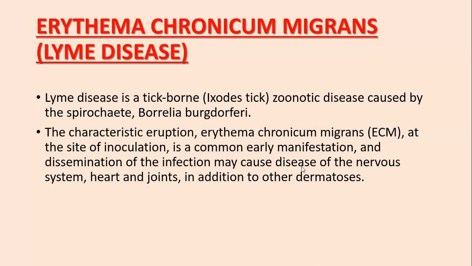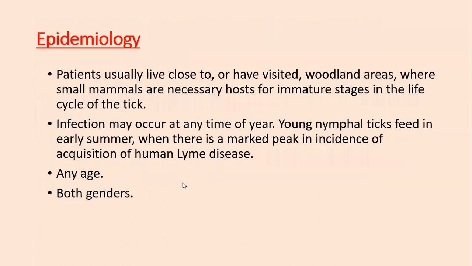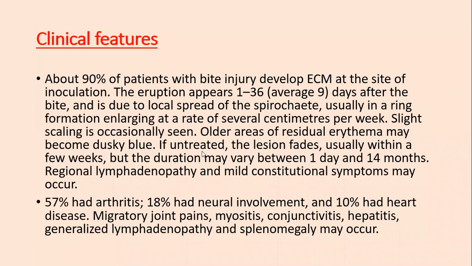Dissemination of infection may cause disease of the nervous system, heart and joints. Patients usually live close to or have visited woodlands, where small mammals are the necessary host for the immature stage of the tick. Infection can occur at any time of the year, but it is mostly in early summer. Any age, both genders.